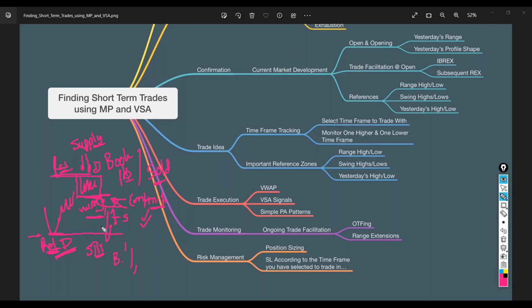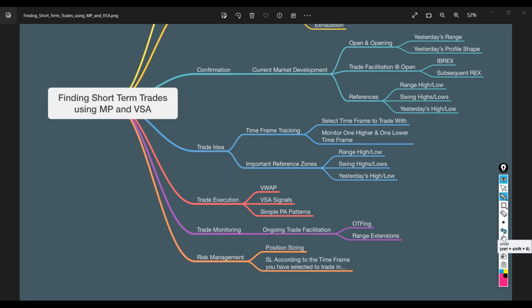Here my trade idea was to short. But when this is happening, I may not want to short. I may want to buy. Make sense? Because we are trying to trade short term. We are not here to buy ITC as an investment. No, we are here to trade short term. So you have to develop a trade idea.